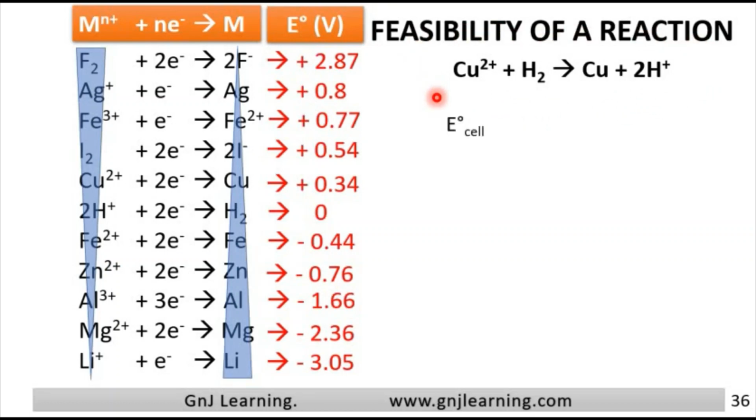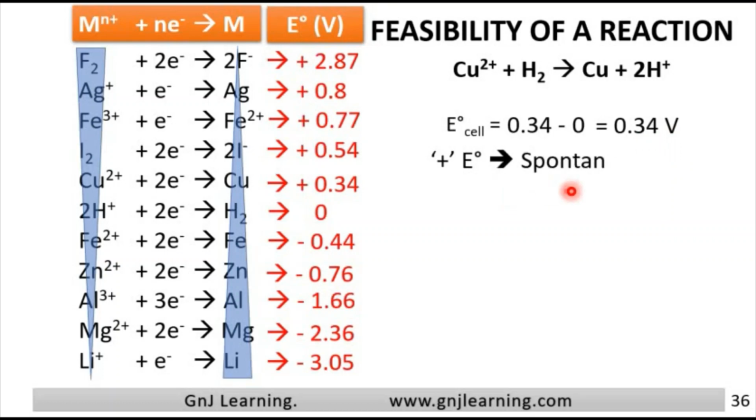E0 cell is equal to, we know that, E cathode minus E anode, which is having higher potential here. Copper is having higher potential, so its electrode potential value is 0.34. E cathode minus E anode, which is anode, it is SHE, its potential value is 0, and the total value is 0.34. A positive potential means the reaction is spontaneous. So positive E0 value suggests that the reaction is spontaneous. Clear?